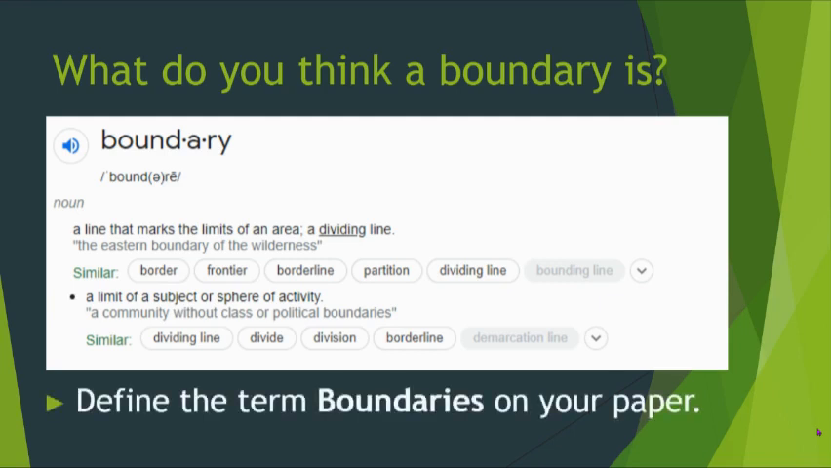And on your paper, please write a definition of the term boundaries. You can copy one or both of these. You can combine them into one definition. But on paper, you need your definition.